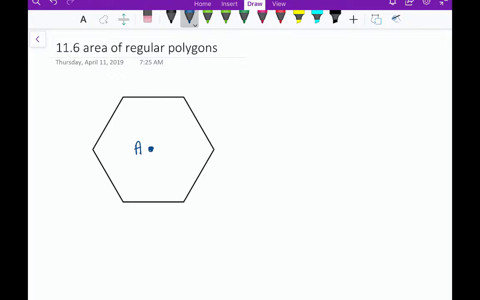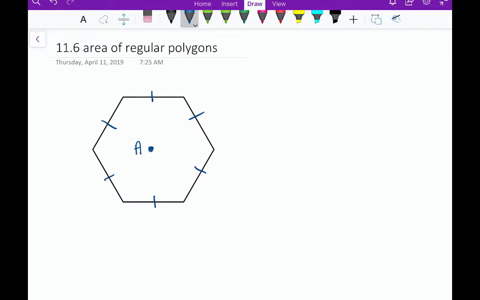This is the video for Geometry 11.6. We're going to be looking at area of regular polygons. Remember, a regular polygon is a polygon that is equilateral and equiangular, meaning all sides are congruent and all angles are congruent. So what I have here is a regular hexagon that has 6 sides. And so again, that means that all of these sides are congruent and the interior angles are congruent.